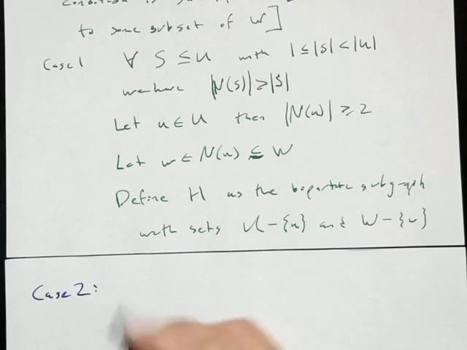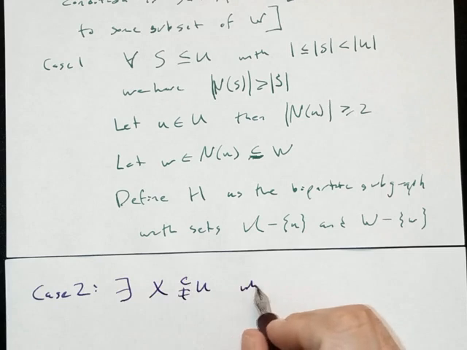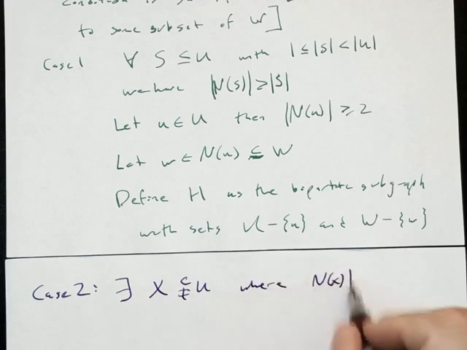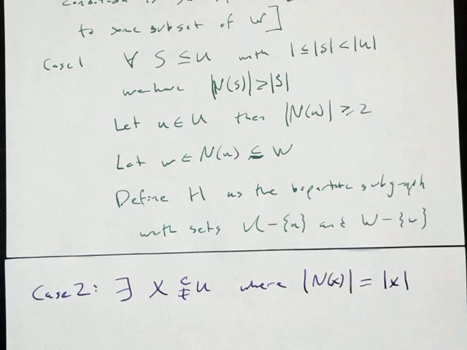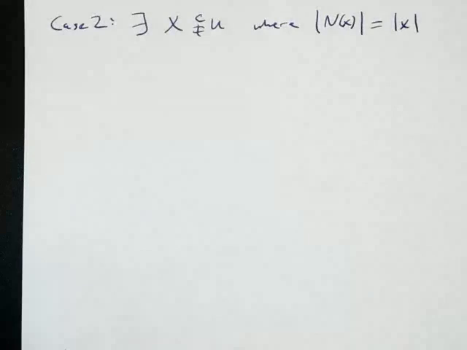So there exists some subset where the neighborhood is exactly the same size. Wait a second. If I have a graph and then I take this one subset and the neighborhood of X is exactly the same size as X, since this is a simple graph, there are no loops.